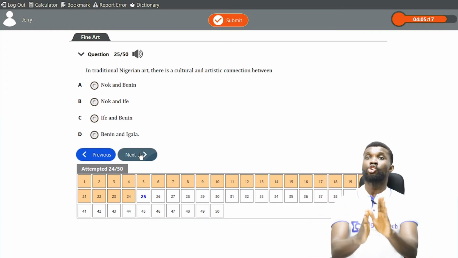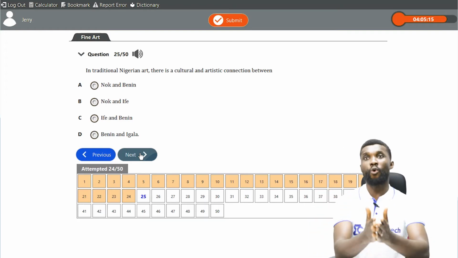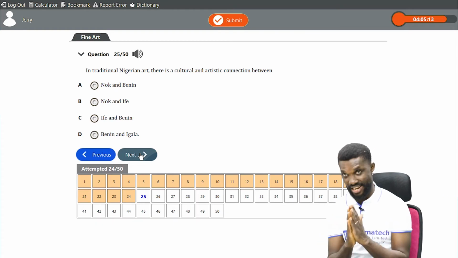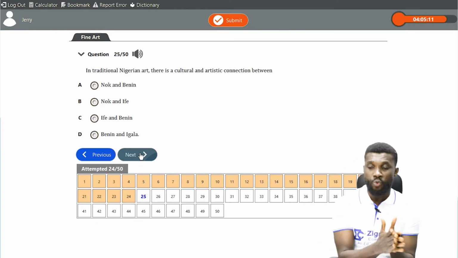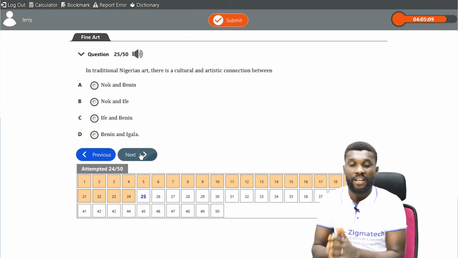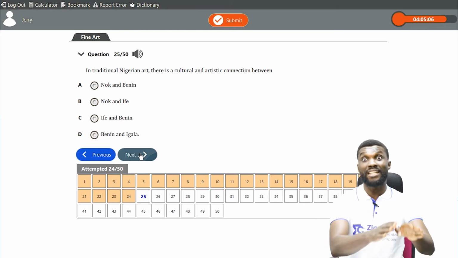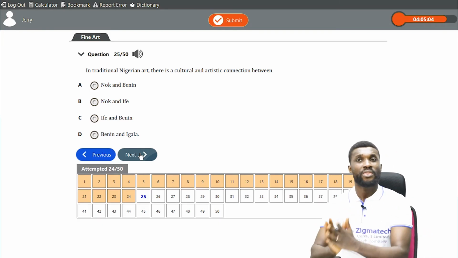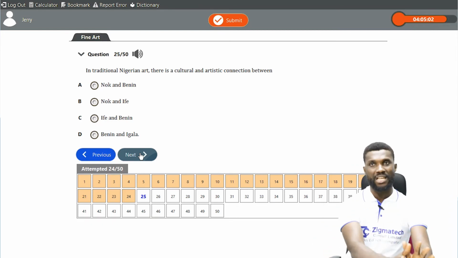Now let me explain this. Nok is the first, the oldest traditional art in Nigeria. After the Nok art, we get the Ife art. Now there is a whole lot of difference between the Nok art and the Ife art. Now the Nok produce only with terracotta.